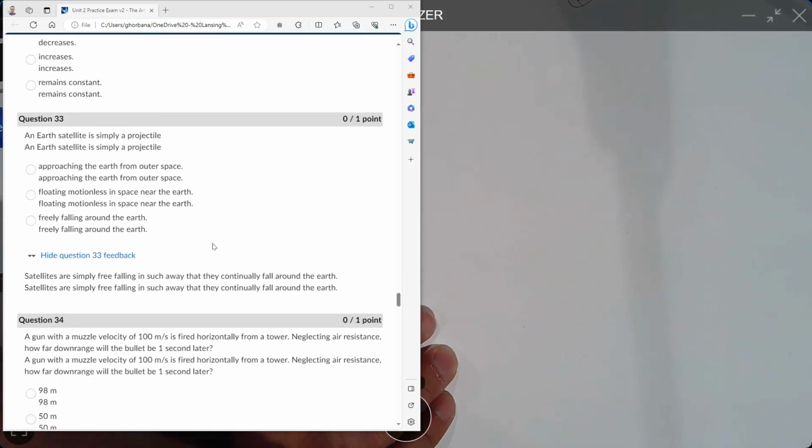33, an earth satellite is simply a projectile. Which one is the right answer? Freely falling around the earth, because free fall is happening. But because this free fall is happening, it is always orbiting around the surface.